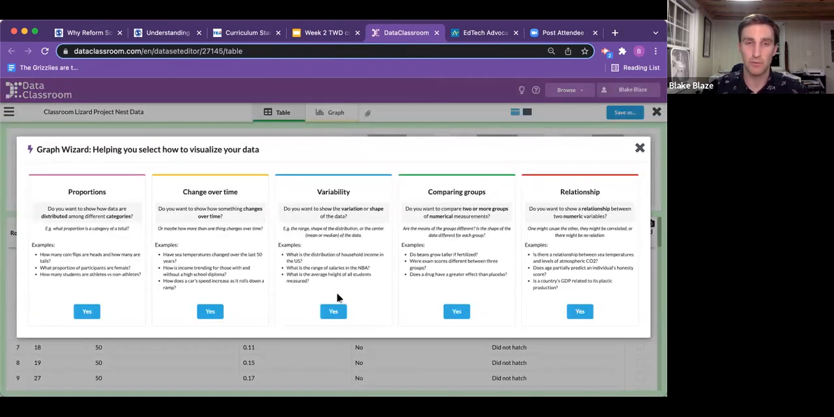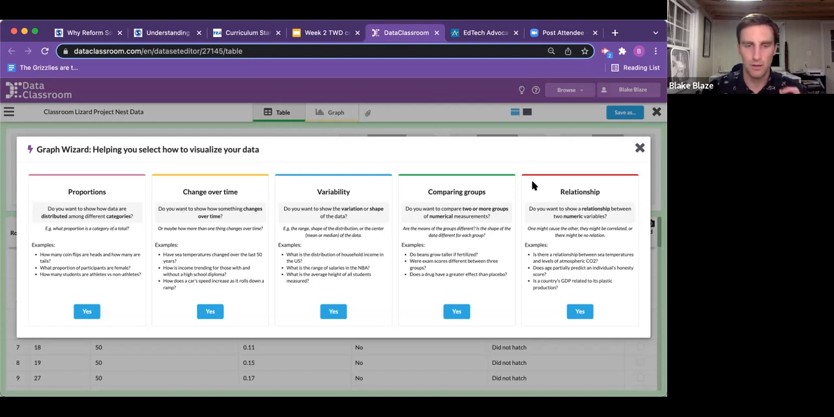Now, what's great about the graph wizard is that it helps students who may not yet be comfortable selecting graphs, who haven't developed their data intuition, to really reduce their decision-making to a process of elimination, as long as they keep their research question firmly in mind. So if we look at these 5 different ways to determine what type of graph we're making, we can say proportions. Okay, that seems like what we might be working with. We know it's not change over time. We know it's not variability, but it kind of is comparing groups, and it's kind of a relationship.